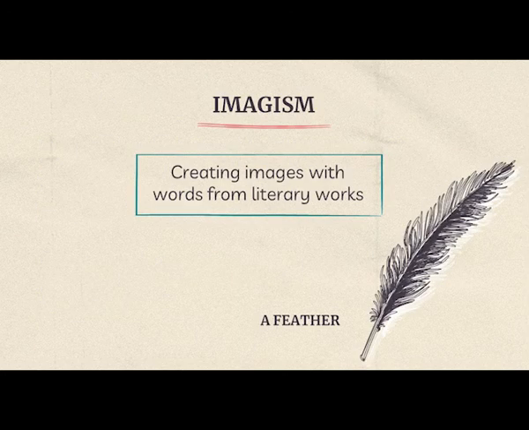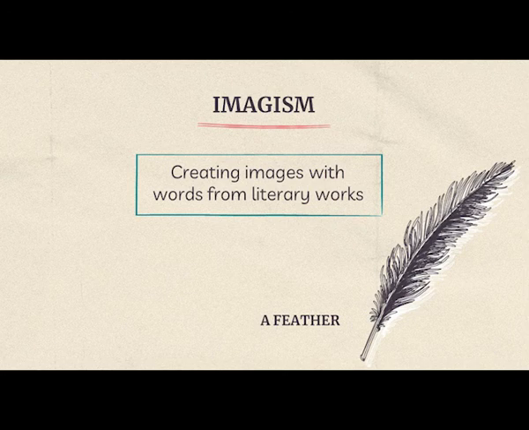Here we also have the term imagism. What is actually imagism? Imagism is aiming at clarity of expression through the use of precise visual images. We can say it more simply as creating images with words in literary works. The concept is actually easy. It's like imagining something when you read something.